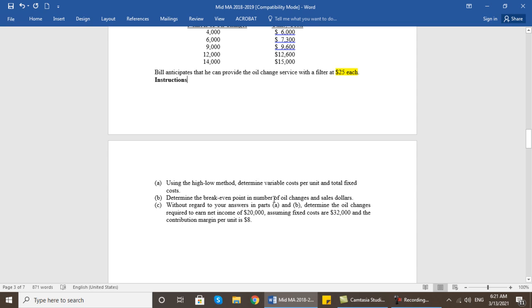Break-even point in number of oil changes and in dollars. Here, C: without regard to your answer in parts A and B, determine the oil changes required to earn net income of 20,000. So mixed costs are 32,000 and the contribution margin per unit is $8. Answer the situation under the new data as we will see.